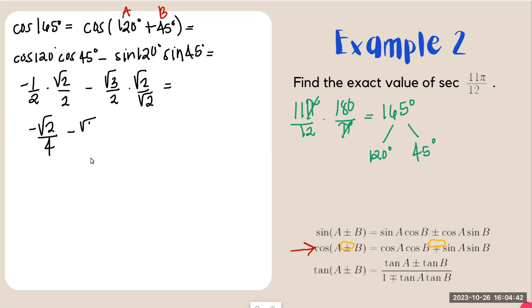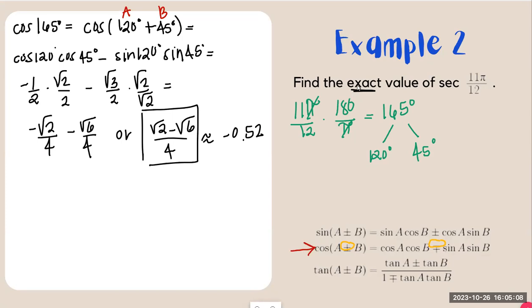This is the answer. We can write it over the common denominator. And then let's also find the approximate answer. So this is approximately negative 0.52. Okay, but this is the exact answer that we want. Directions ask for the exact. Let's check it. Oh, we've got to flip this. I almost forgot that step. Okay, so this is actually not our final answer.